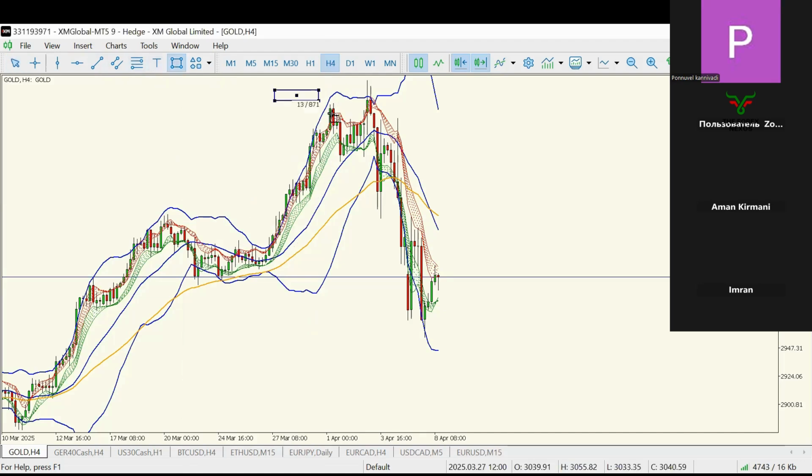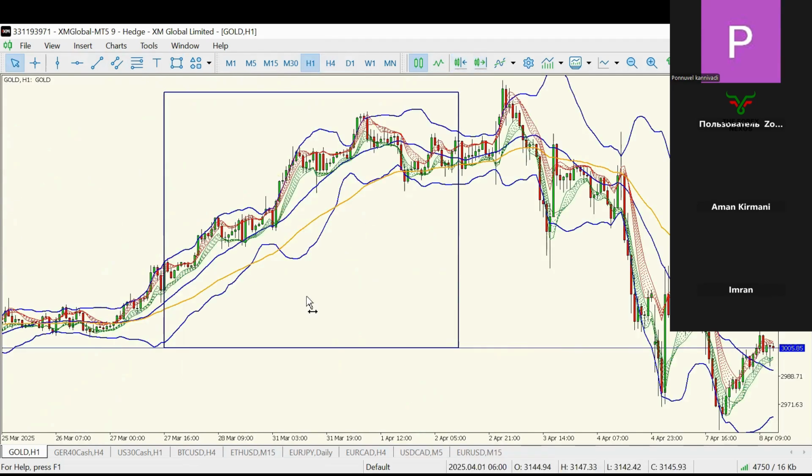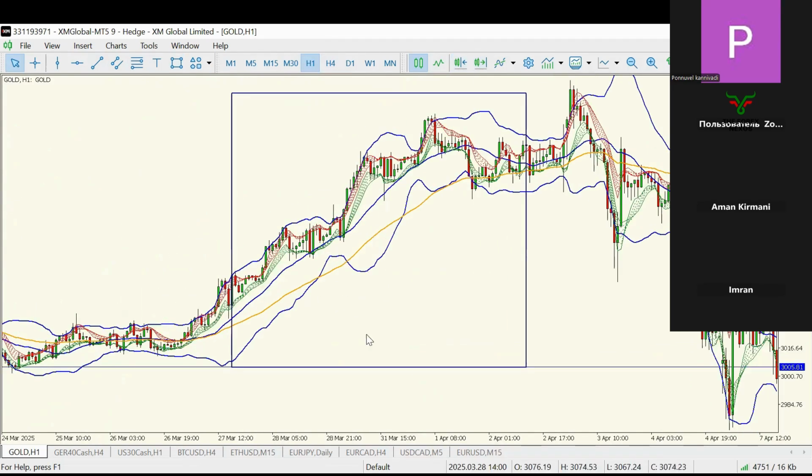Let me mark this whole area and move to the H1 time frame. So you can see there was a lot of H1 re-entries. And one thing more, you can see here we got a ZZL. After that, first re-entry, second mid BB re-entry. Why did the market drop to mid BB?